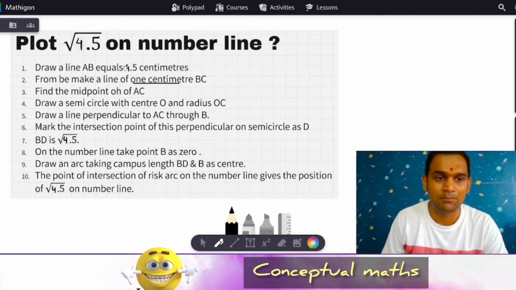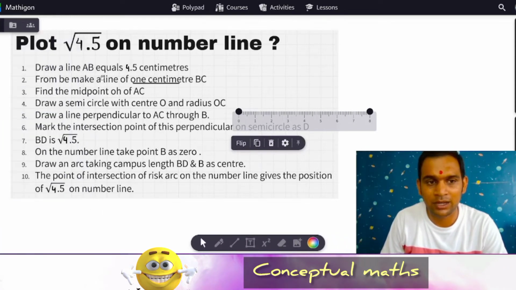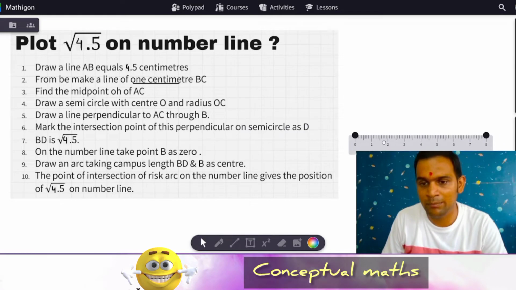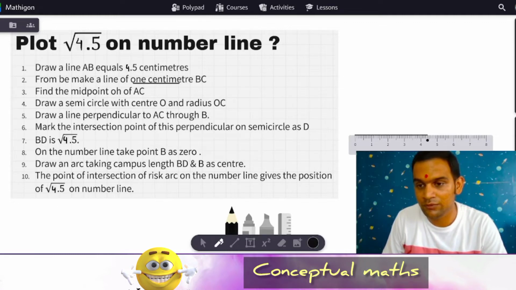Okay, let's begin. The first step is we will draw a line of 4.5 centimeters. So we are constructing the square root of 4.5. The first step is to make a line which is 4.5 centimeters. So 4.5 centimeters, I have made it.